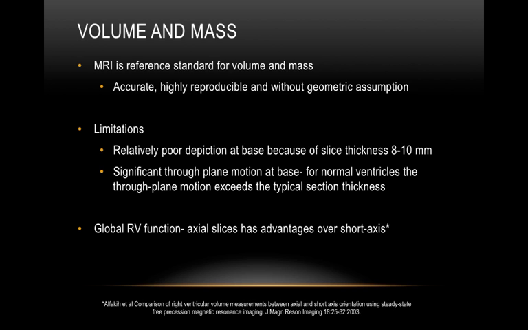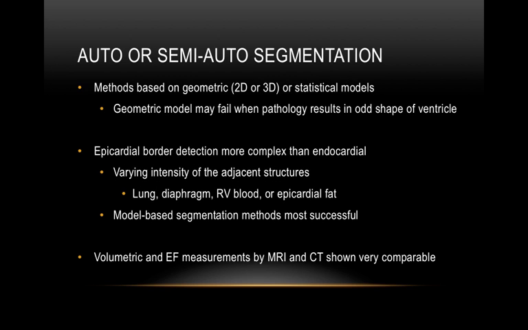Another thing to keep in mind is if you do RV function, which the majority of time we don't, although there are certain indications where we will, there's at least some data out there that shows that using axial slices rather than short axis slices may actually be better for performing functional analysis of the RV.